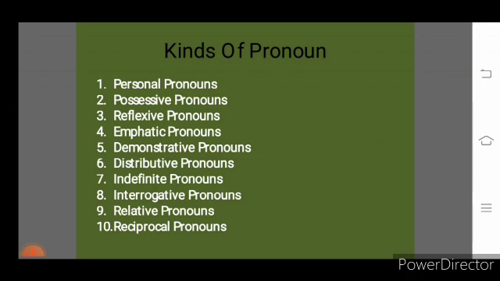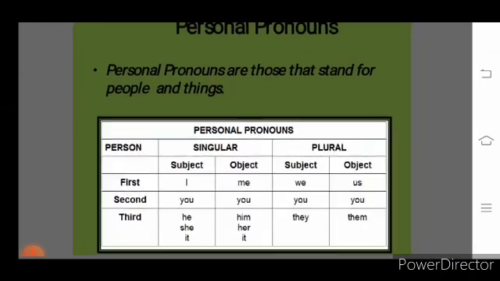They are personal pronoun, possessive pronouns, reflexive, emphatic, demonstrative, distributive, indefinite, interrogative, relative, reciprocal pronoun. So these are the 10 pronouns which we will read in this chapter. But in today's class, we are just going to cover the top 5 pronouns. So now, without wasting time, let's get started with the first kind of pronoun, that is personal pronoun.